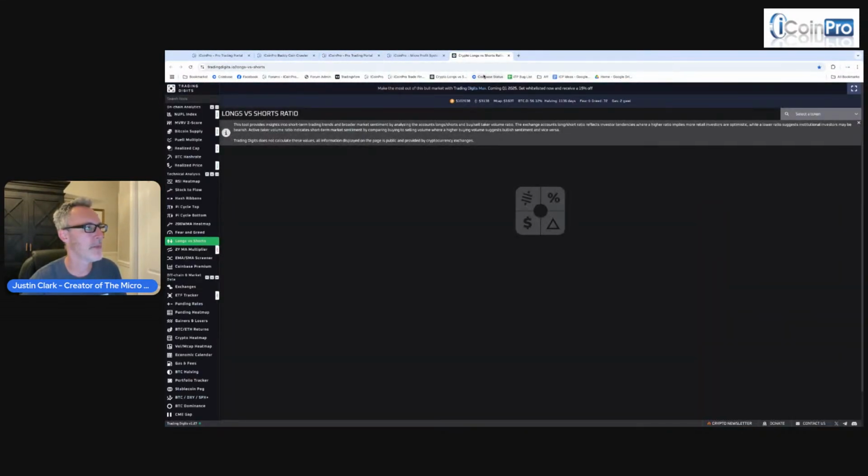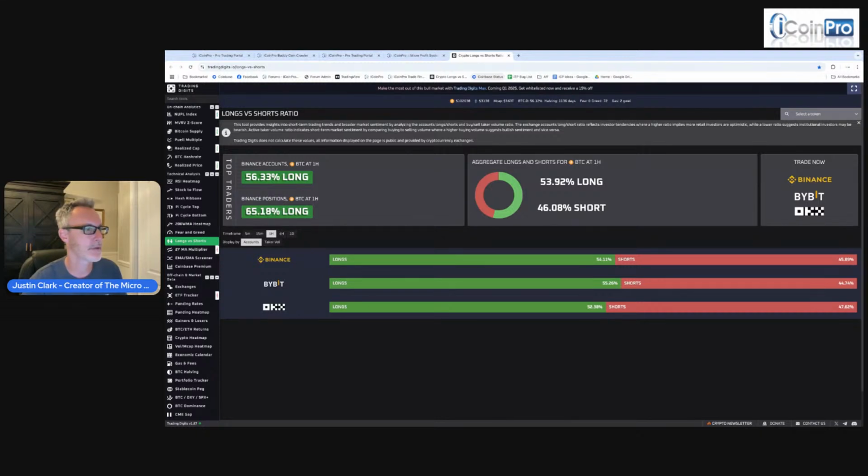A long is somebody who's betting Bitcoin's going up, usually with leverage. A short is somebody who's betting Bitcoin's going down, usually with leverage. Leverage is where they're borrowing money and increasing their risk dramatically, right? They're trying to exaggerate their gains, but they also exaggerate their losses. If you hear about somebody blowing out their account or losing all their money, that's usually from leverage trading or options trading. Those types of things tend to blow out accounts real fast.